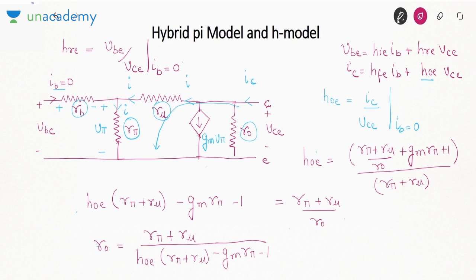So in this manner, I can correlate the parameters of the hybrid equivalent circuit and the hybrid pi model, or the Giacoletto model. Okay, but you don't have to memorize these things. These values will be given in the examination.